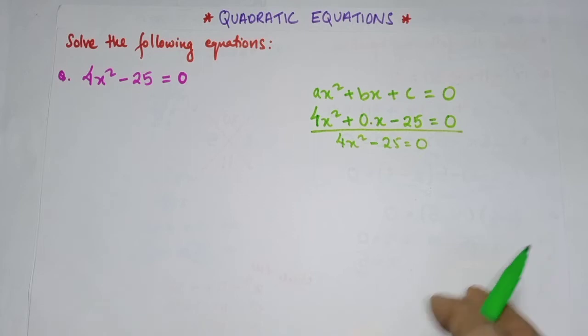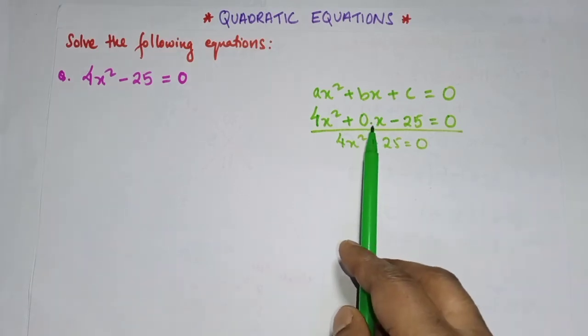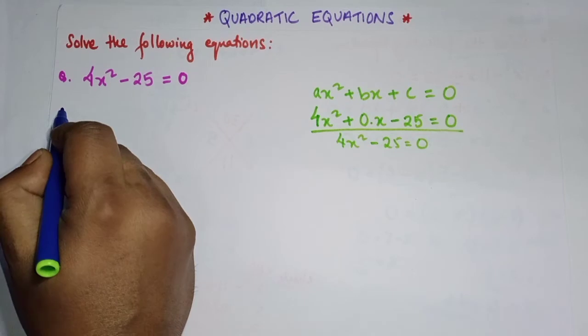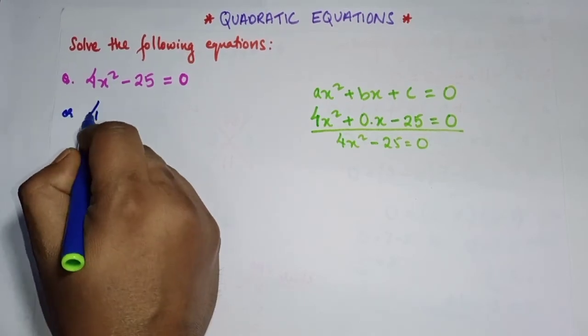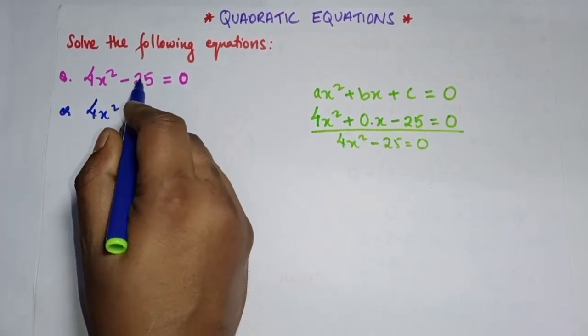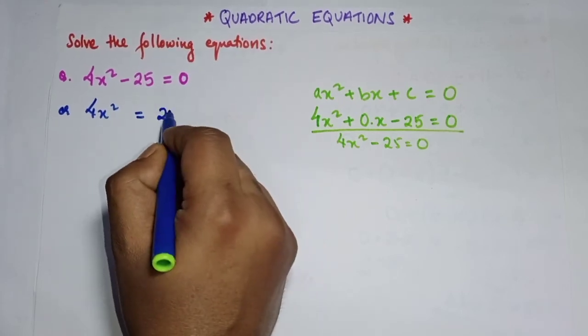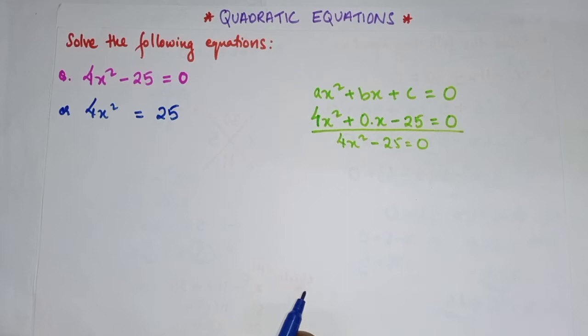So what happens in this is that if there is no x term, our solution will be very easy to do. Now what we can do is, you can see here, 4x square, this minus 25 I'll take to the other side. So when I take this minus 25 to the other side, it will be plus 25.